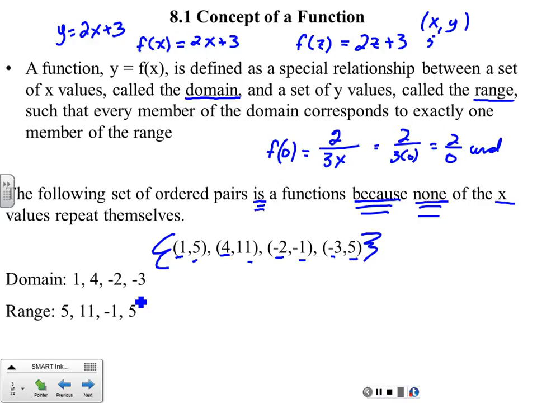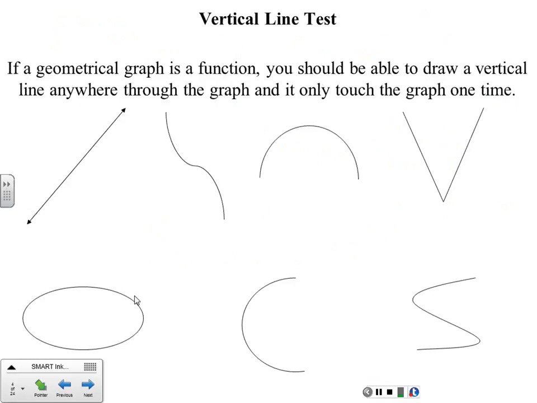Okay. 3 questions. The next question on your test is going to be this. I'm going to give you a graph, and I'm going to say, is this graph an actual function? And what you're going to do is you're going to use the vertical line test. Why, Miss Adams, are we using a vertical line? Why not a horizontal line? Well, let's think about it. In order for a function to be a function, what cannot repeat? The x values. X values cannot repeat.